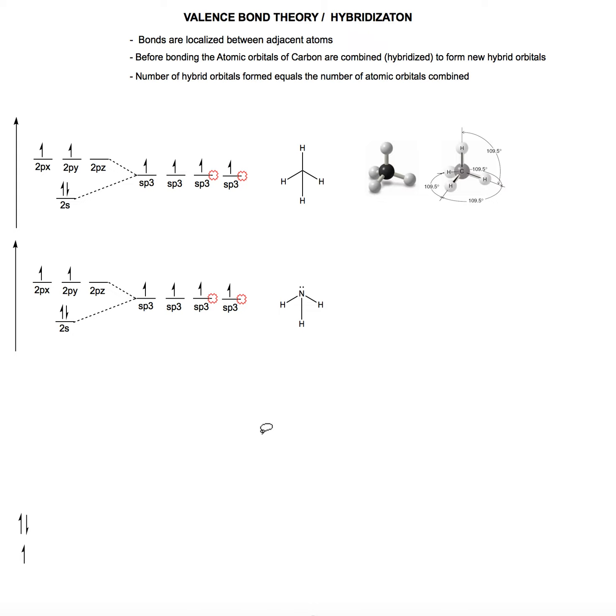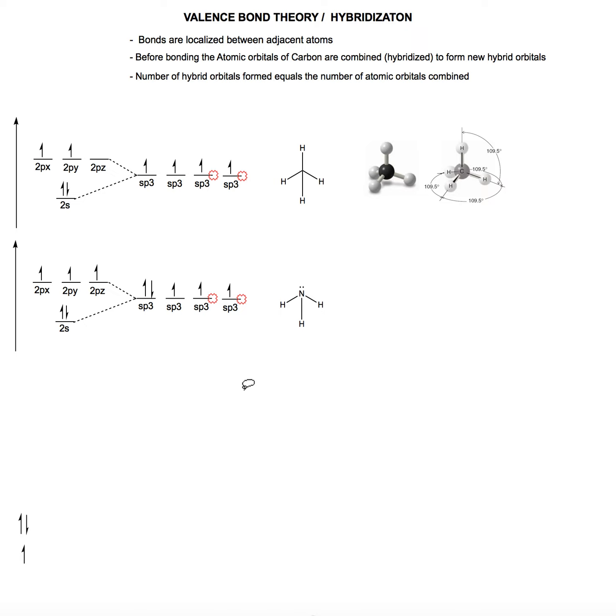So for nitrogen, once again, the nitrogen has 4 orbitals in the valence shell. So combining 4 orbitals leads to 4 hybrid orbitals, sp3 hybrid orbitals. The total of electrons in the valence shell of nitrogen now is 5, so I'm going to add 1 here. Therefore, I need to place 5 electrons in the new hybrid orbitals, so I'm going to add a 5th electron here.